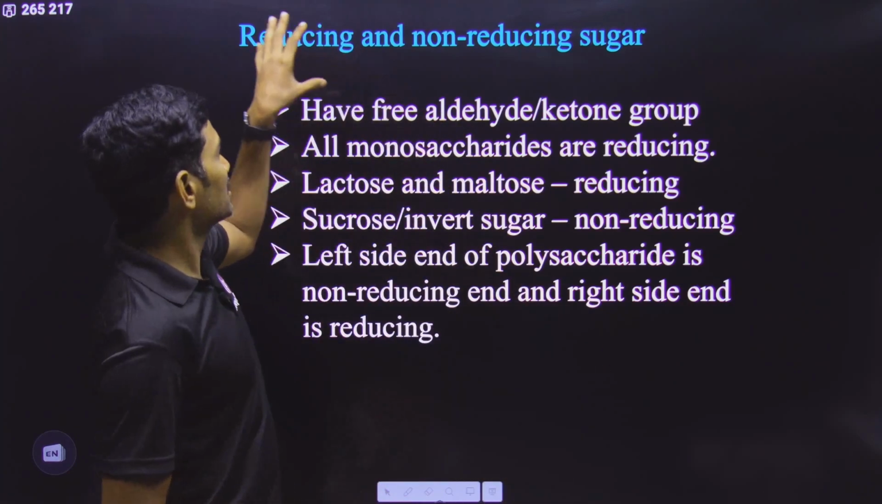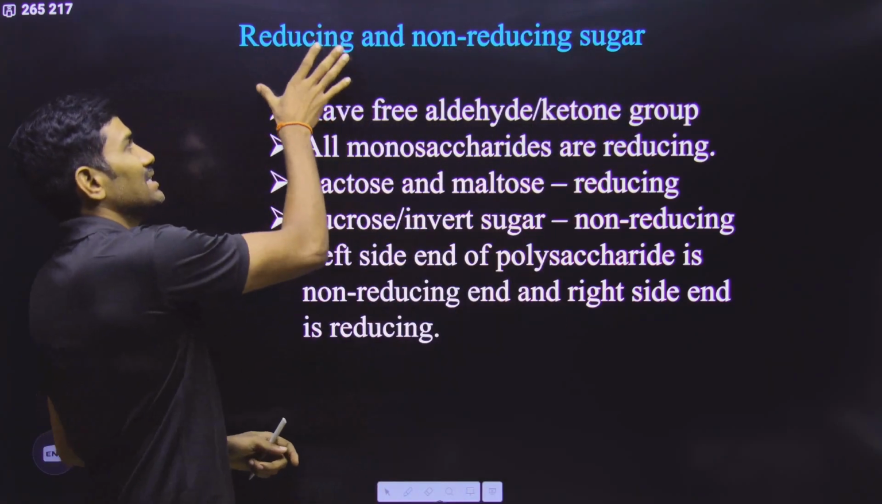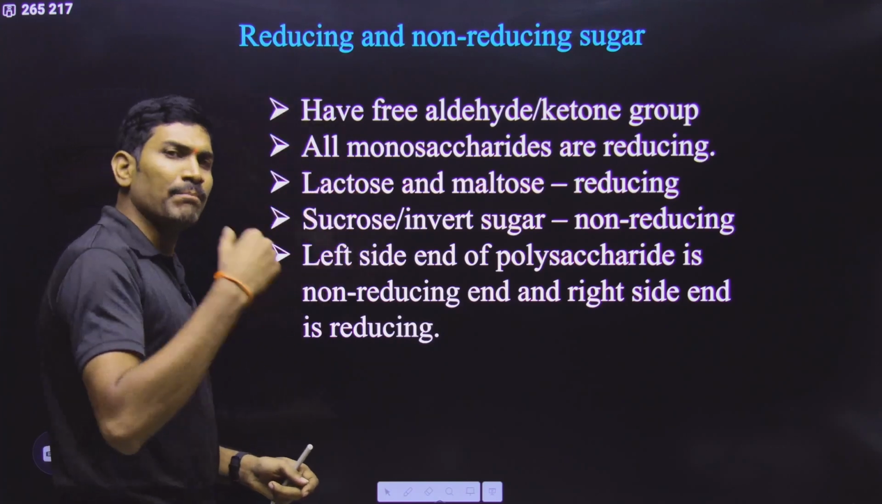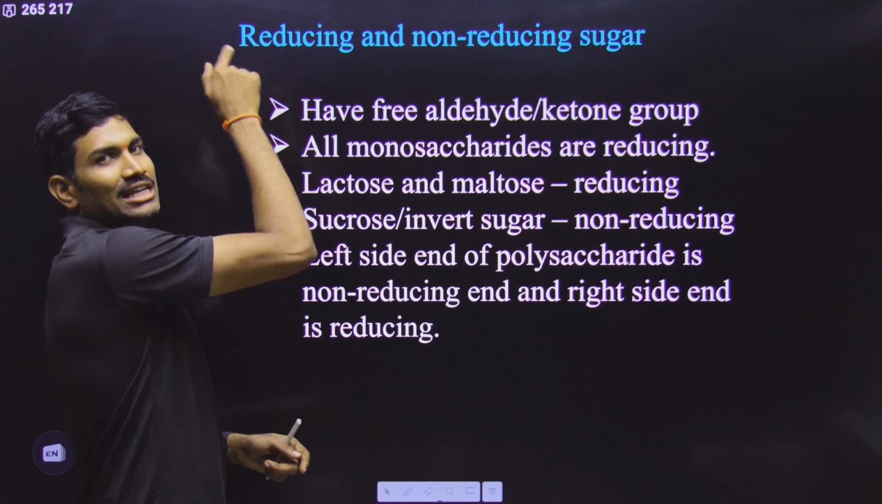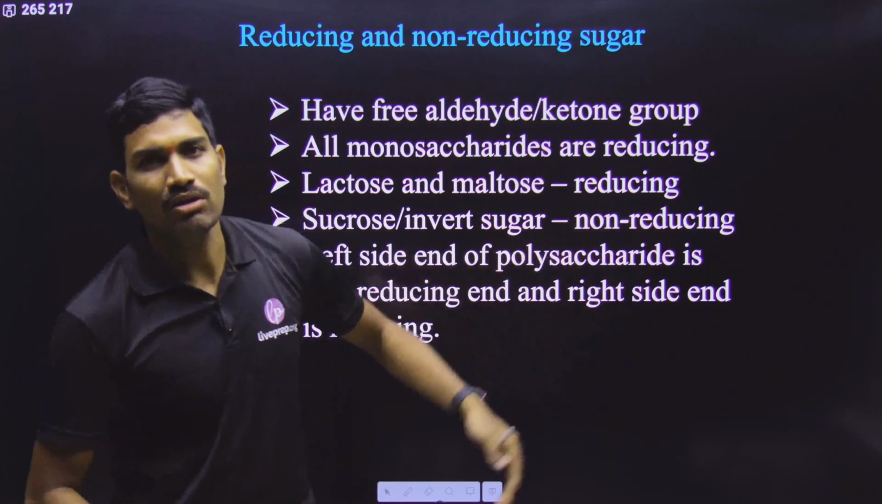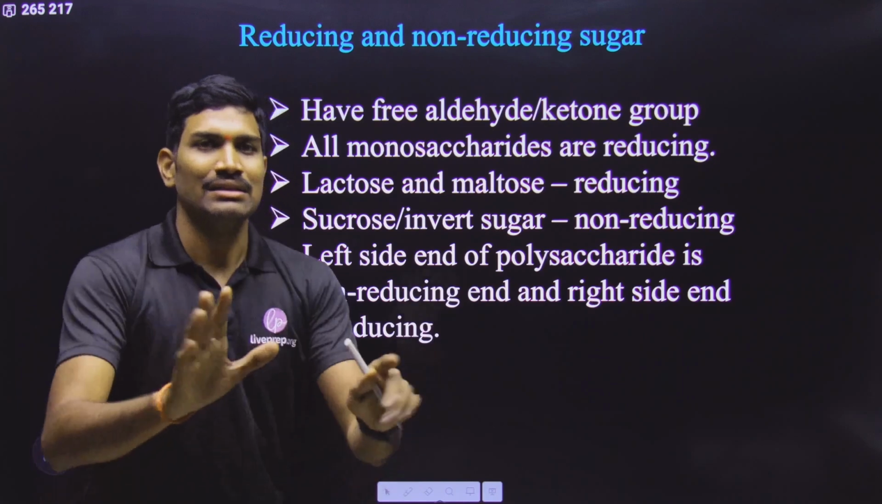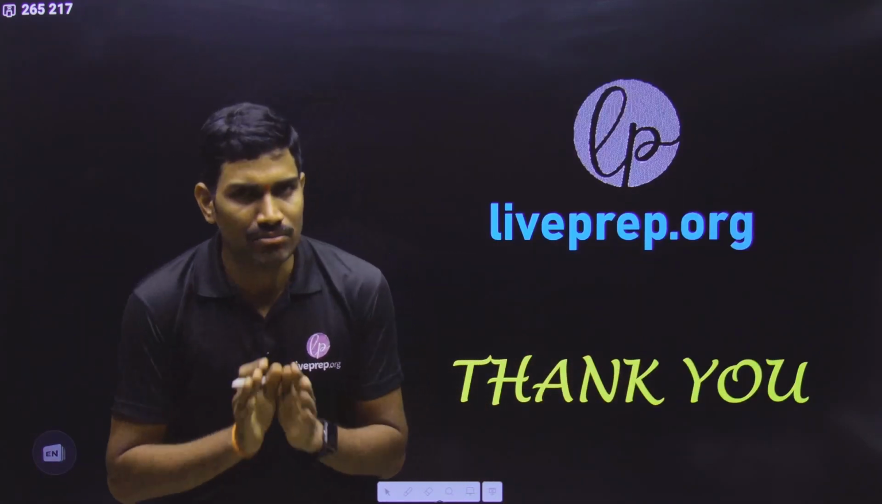So now you understand what a reducing sugar is and what a non-reducing sugar is. A sugar that has a free carbonyl group, maybe aldehyde, maybe ketone, whatever it is, if the group is free, that is called a reducing sugar. If these groups are not free, that is called a non-reducing sugar. That's it. With this, the monosaccharides and disaccharides information is completed.